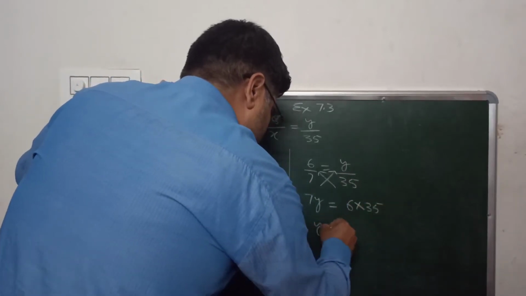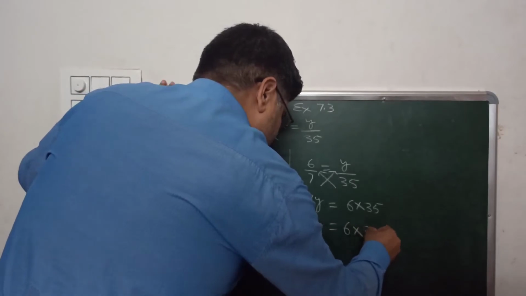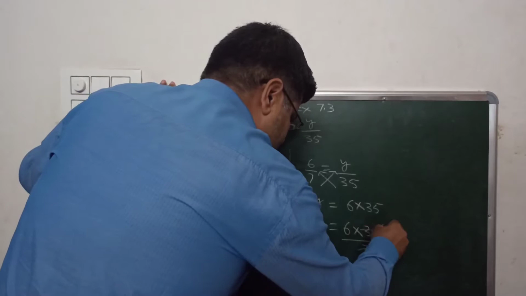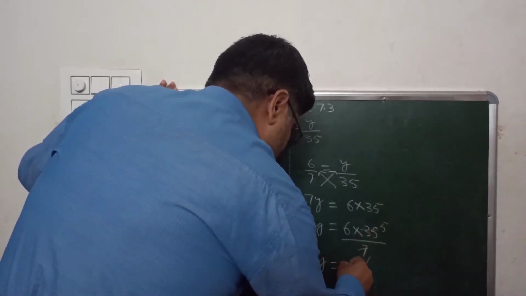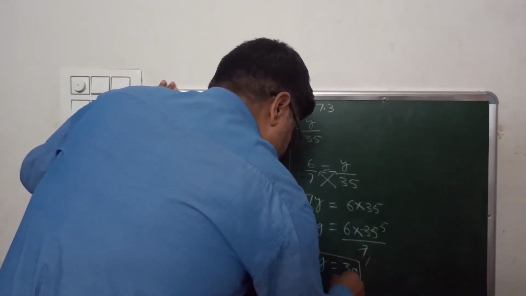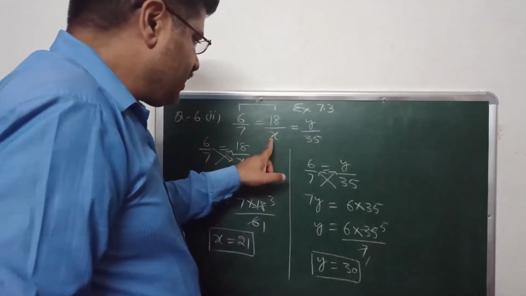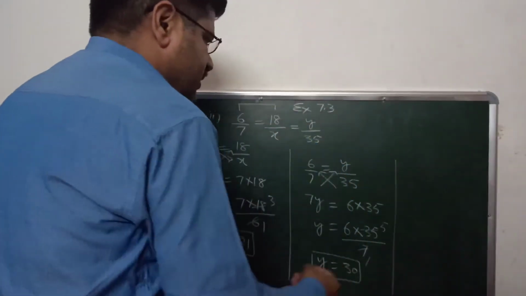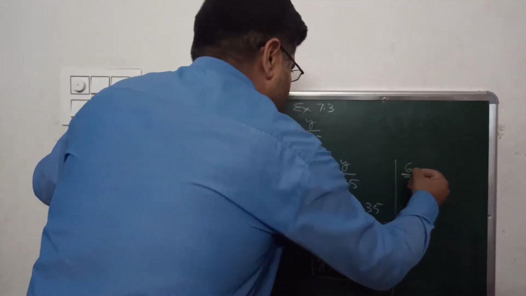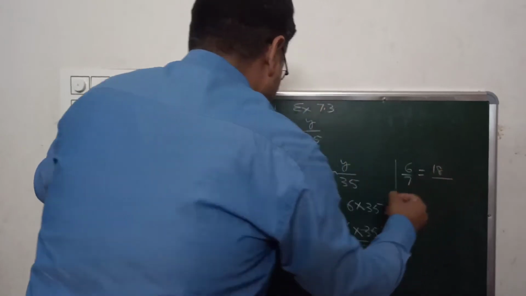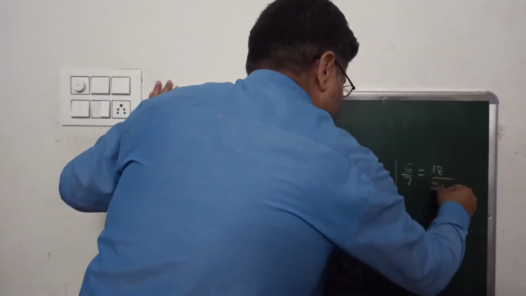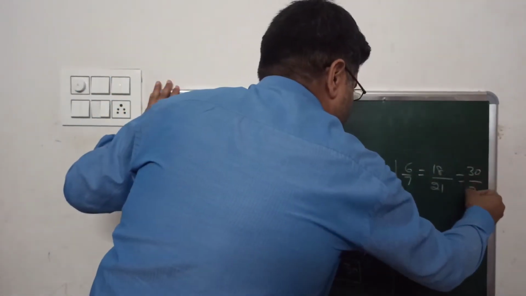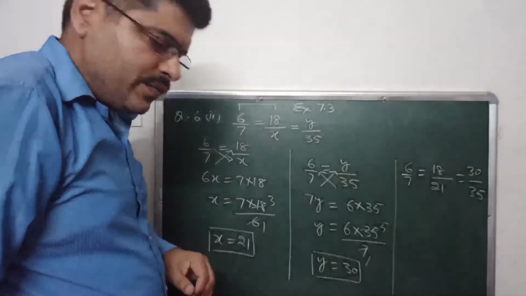Now we will have to find y. Y will be 6 into 35 and this 7 will come in the denominator. 7 5s are 35 and y is coming out to be 6 5s are 30. So these are the values of these unknowns x and y. So now it will become 6 upon 7 is equal to 18 upon x, which is 21, is equal to y, which is 30 upon 35. So it is the answer of this question.